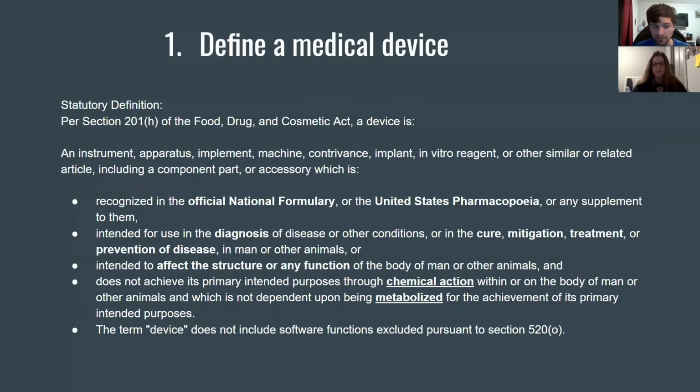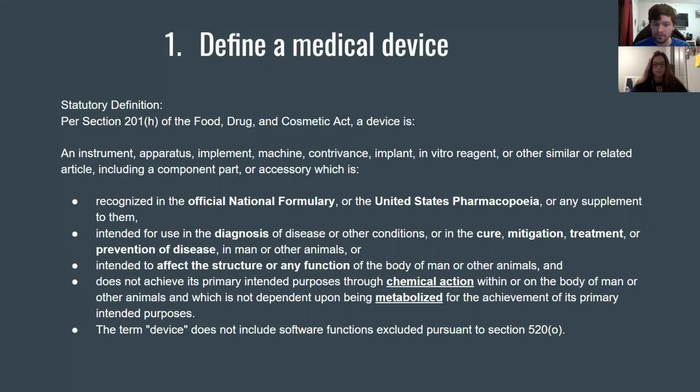Starting with the definition, in the statutory role of Section 201(h) of the Food, Drug, and Cosmetic Act, we're dealing with an instrument, or generally just a contrivance, that has specific components, parts, or accessories that involve being recognized by the official National Formulary or the United States Pharmacopoeia or any other supplements to them, but overall its intended use is in the diagnosis of a disease or condition, or in the cure, mitigation, treatment, or prevention of a disease in man or other animals.